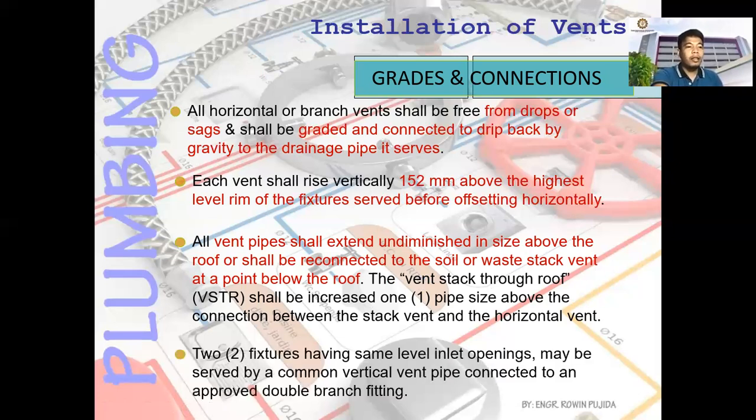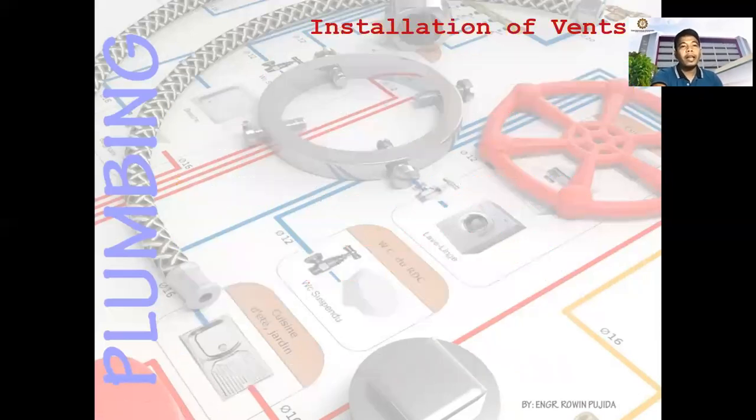The next, two fixtures having the same level inlet opening may be served by a common or vertical vent pipe connected to an approved double branch fitting. As I discussed earlier, if you have two fixtures or two traps, you can use a common vent and then use a cross fitting in that connection. Okay.